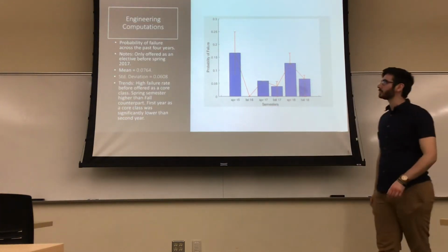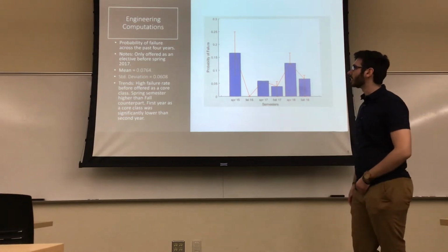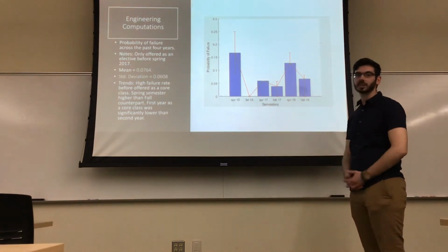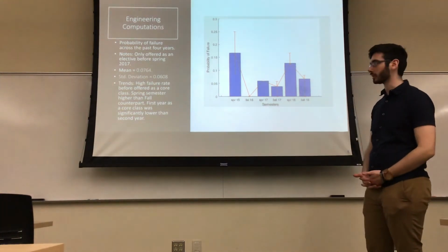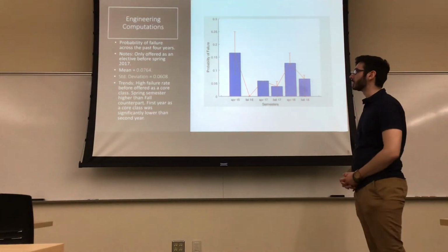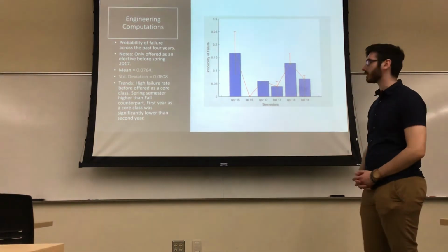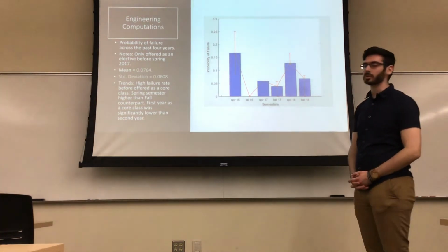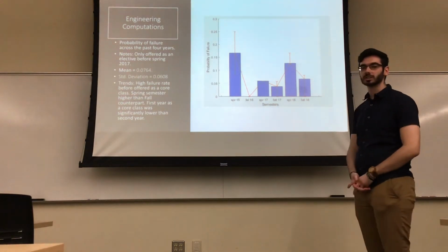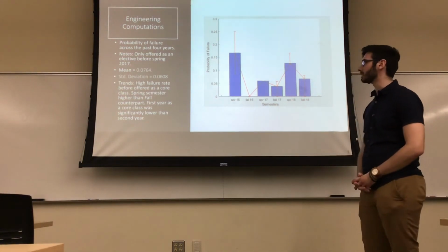So for our next class, we looked at engineering computation. So one thing to note about this class is that before the spring of 2017, it was not a core curriculum class. And so it was only offered like once every few semesters. So for this, we found the mean for the probability of failure to be about 7.6%, and the standard deviation about 6%.